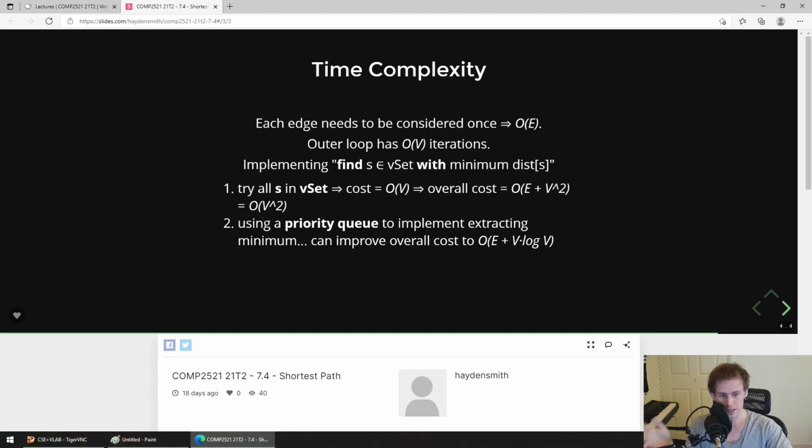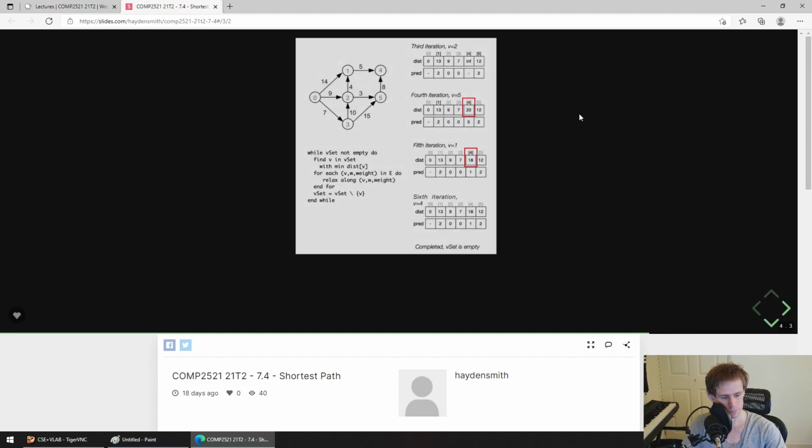We have to loop through all the edges. For each vertice you want to find the shortest path of, you have to loop through all the vertices. Yes.